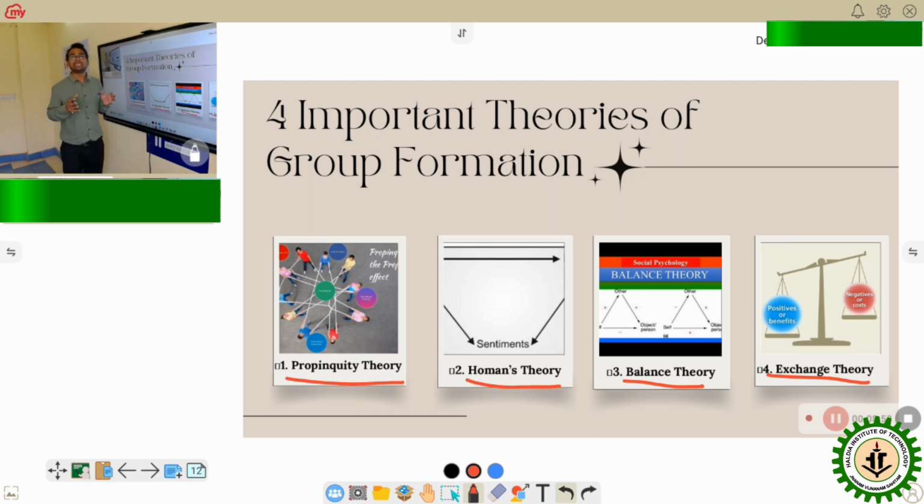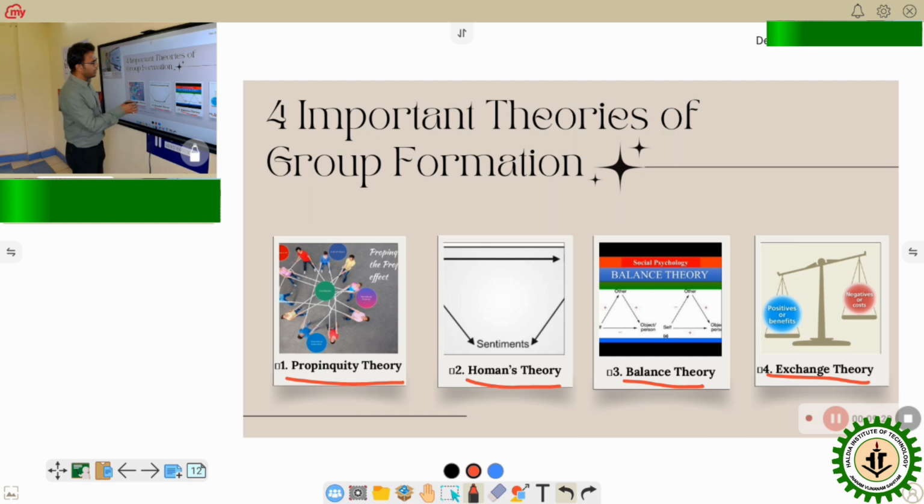Propinquity means nearness. That means in the office or in the organization or in the factory, those who are sitting near you, you create a special bond with them. You have an informal connection with them. So that creates an informal group. That is called propinquity theory. Theodore Newcomb gives this theory.